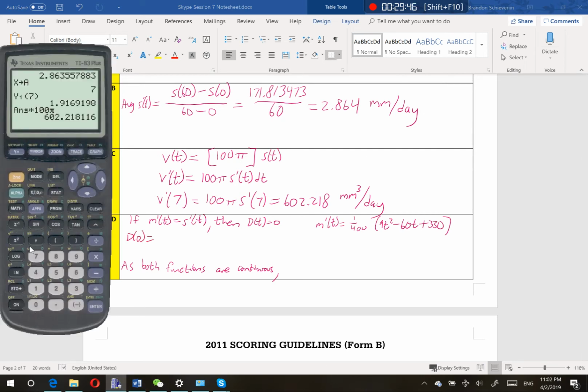To do that, I'm going to plug in our new function that you just gave me for m prime at t. So this is 1 over 400 times 9t squared minus 60t plus 330. And then I'm going to create a new y3 that is equal to y1 minus y2. So that's variables, y variables, function y1. Oops, it's actually s of t. Sorry. Variables, y variables, function y2 minus y1. Okay, so I've got m prime t minus s prime t is now my y3.